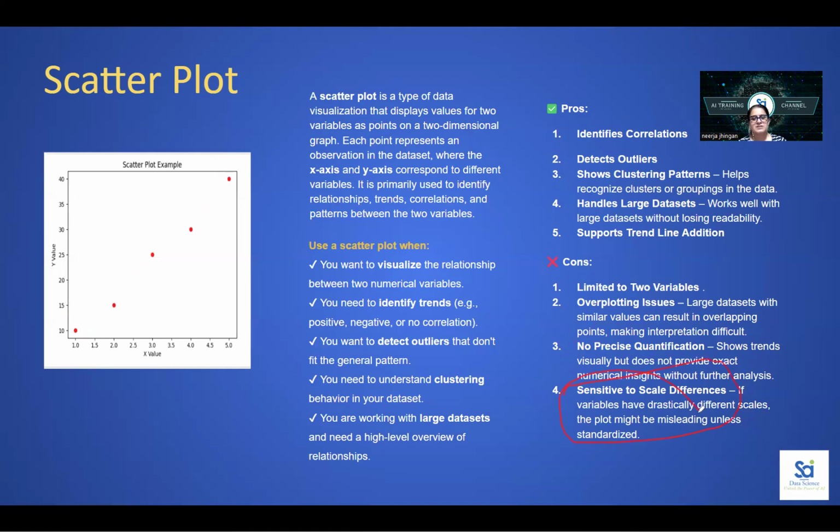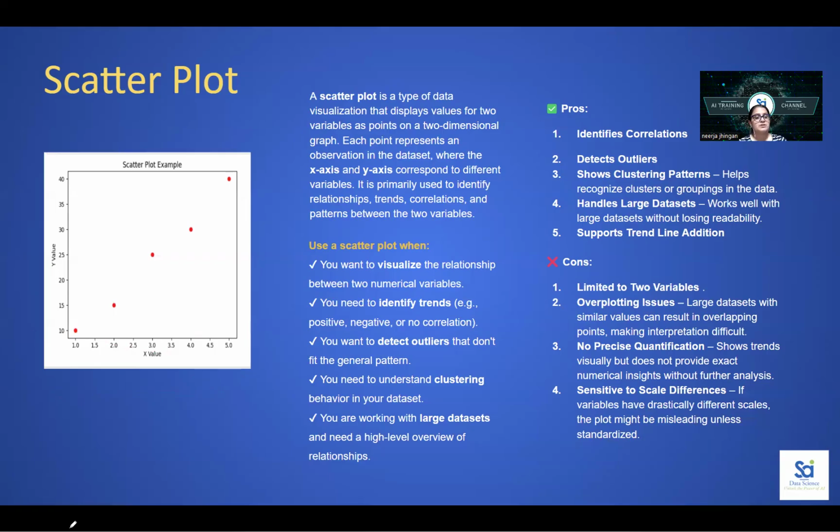And it is sensitive to scale differences. Again, as I have mentioned in the previous graph as well, if there is a lot of variation in your data values, then it is going to mislead you. So these are the points you need to keep in your mind. Scale your data first, then do the visualization. Otherwise, it will show you different insights.